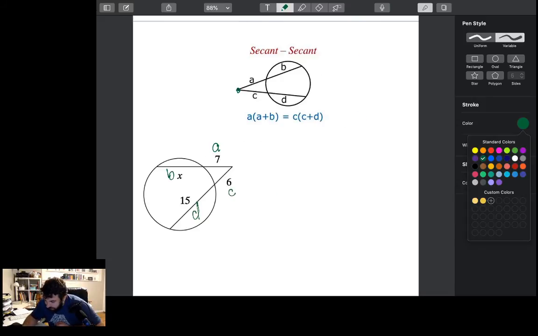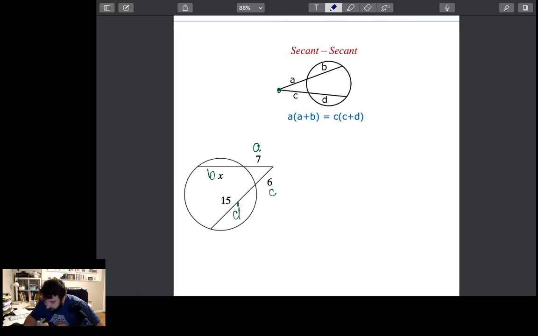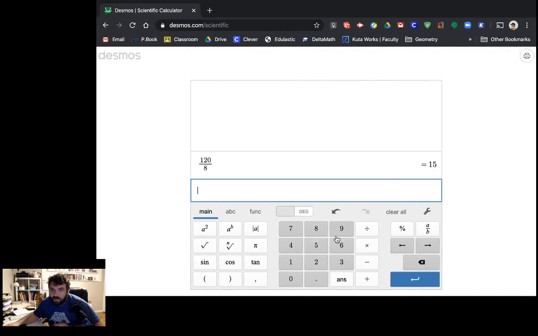Sorry to say, there's not a big shortcut on this particular problem. This is one of those you have to just kind of do it to its content, and it'll work. So A times parenthesis A plus B equals C times parenthesis C plus D. Plugging in, I've got 7 times parenthesis 7 plus x. And that's going to equal 6 times the parenthesis 6 plus 15. Now the right-hand side, this being all numbers, if I were you, I would just take this straight over to my calculator. 6 parenthesis 6 plus 15.